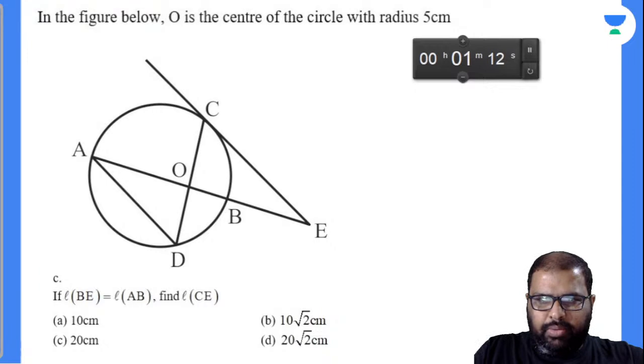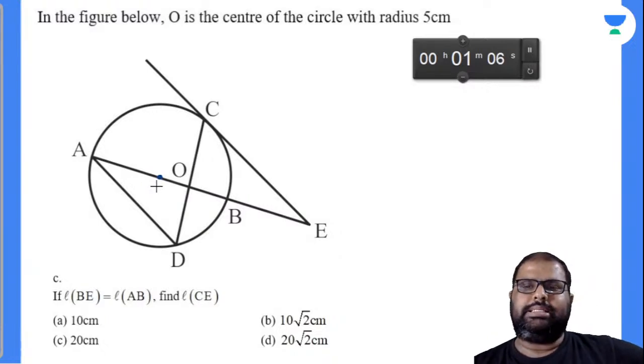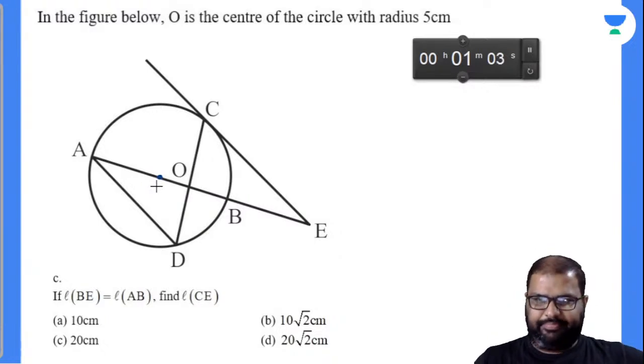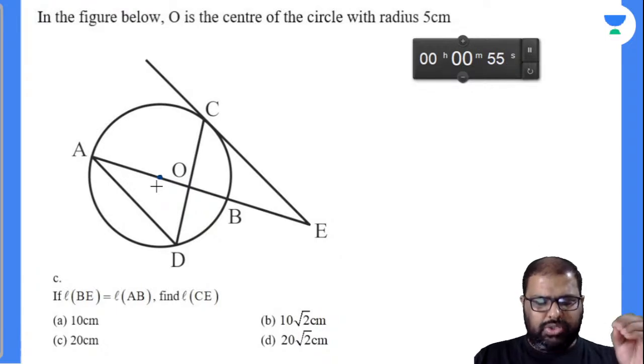In the figure given below, O is the intersection point of C and B. This is O, the center of the circle with radius 5. Now, if BE is equal to AB, find CE. So, how many of you got a thought that a simple property is helpful to solve this question in 30 seconds? Students must not take more than 30 seconds to solve this question.